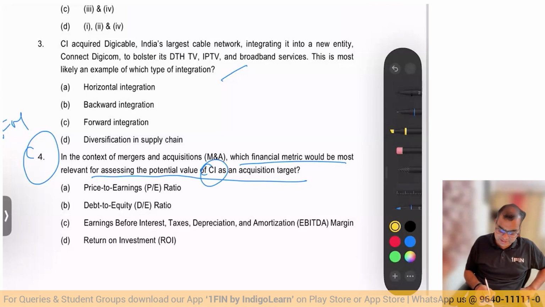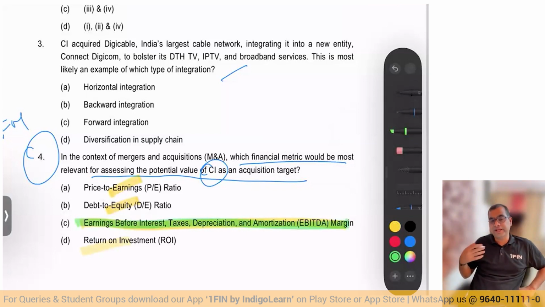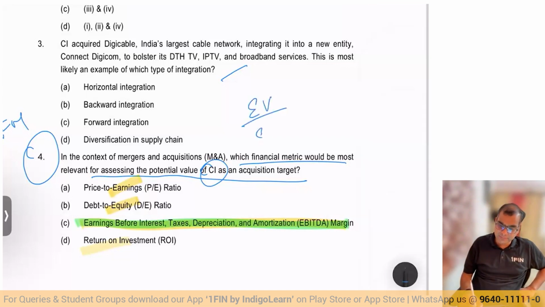So here, is the answer ROI? ROI cannot be used to value a company. Debt to equity cannot be used to value a company. PE can be used to value, but this company is under losses, so PE cannot be used. EBITDA can be used to value. Why can EBITDA be used? Because where the company has a high amount of debt, or where debt is a very significant portion of the overall P&L of a company, EBITDA is the right metric, because EBITDA ignores the interest impact and values the company at an overall level. So you value the company using the EV by EBITDA multiple.